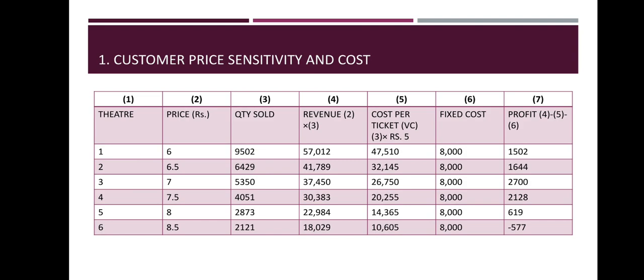At what price should the retailer fix now? Where is he going to have his profit maximization? When he charges rupees 7, at that time he is going to earn a profit of rupees 2,700, which is shown here on the table.